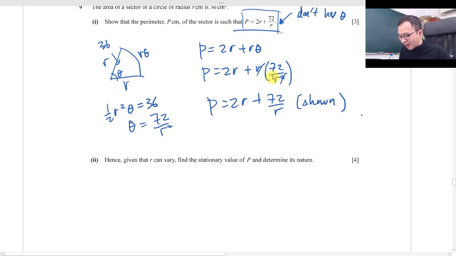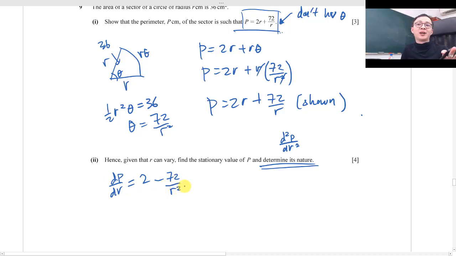Hence, given that r can be verified as a stationary value of P, determine its nature. Determining its nature means differentiating a second time, so d2P/dr squared, the second derivative. I will need to differentiate the first time, dP/dr first. This is going to give me 2 minus 72 over r squared. This is simple differentiation. I hope you are good.